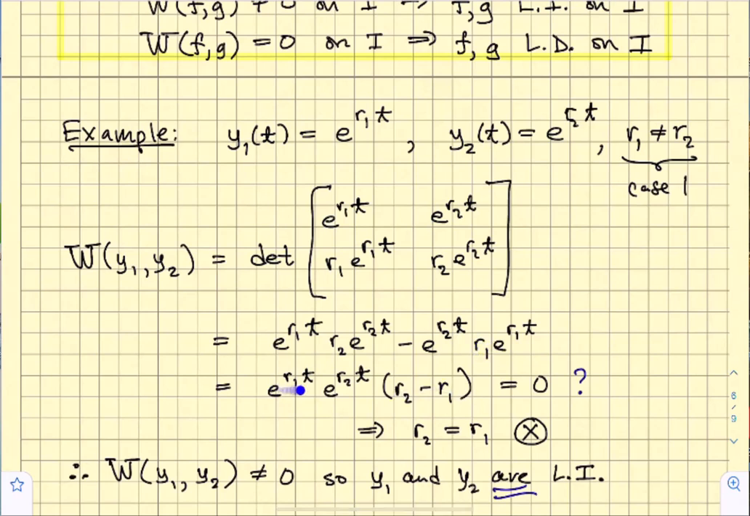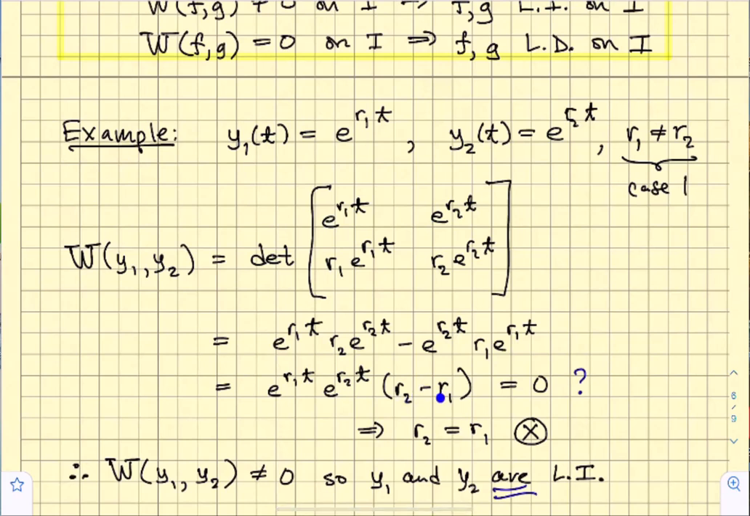And the question is, if we look at this, can this equal 0? Because if this can equal 0, then that means the Wronskian is 0, which means the functions must be linearly dependent. But stare at this. If this is going to equal 0, and that's a question mark, then either this is 0, or this is 0, or this is 0. Well, this can't be 0. E to the r1t equals 0 doesn't have any real solutions. E to the r2t equals 0 doesn't have any real solutions.